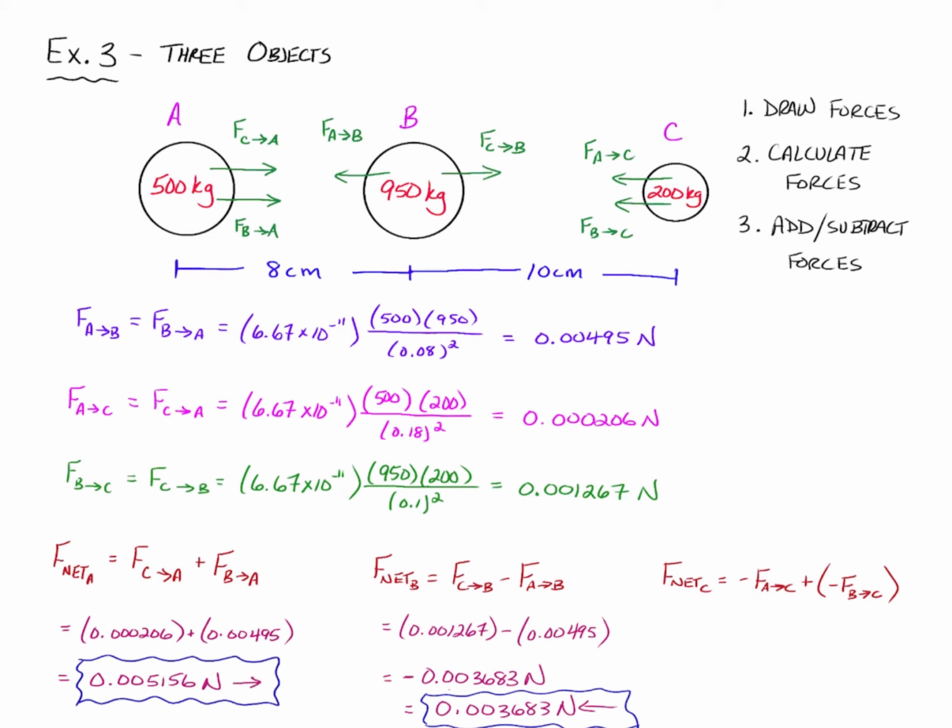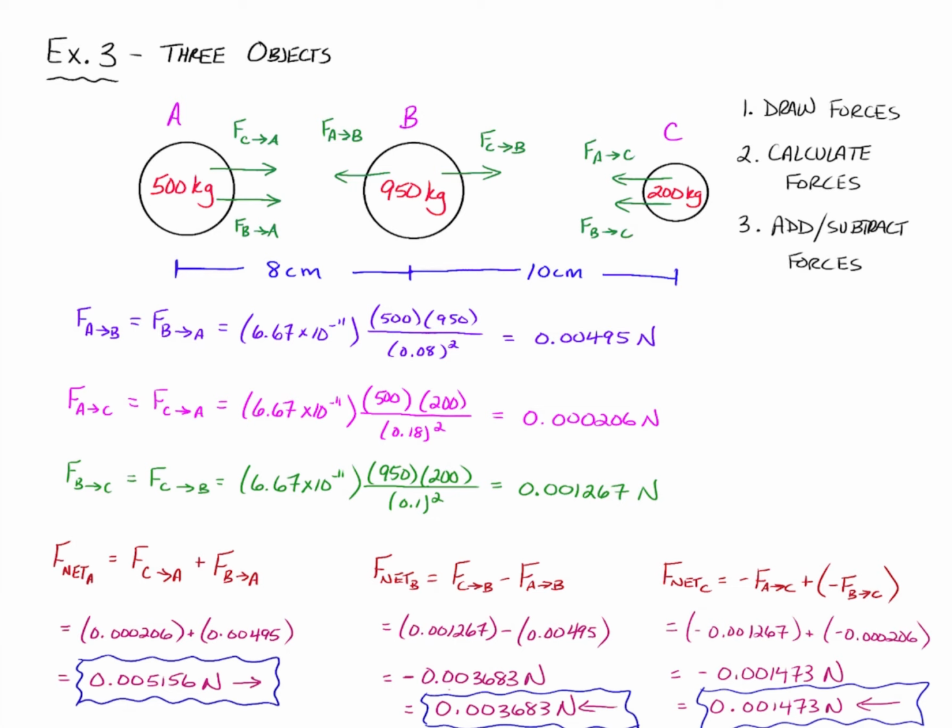For C, I'm going to add the negatives of those two values, the force of A on C and the force of B on C. So negative 0.001267 plus a negative 0.000206 gives me negative 0.001473 newtons, negative implying left.